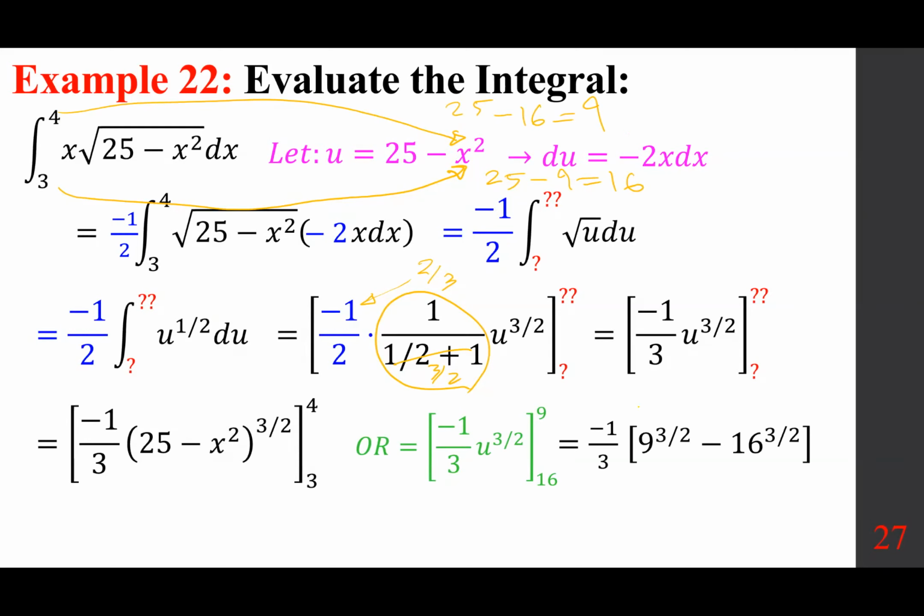I showed you last time, so quickly, this is square root of 9 cubed, 3 cubed, 27. This is square root of 16 cubed, 4 cubed, 64. Their difference is negative 37 times negative 1/3. So this is negative 37, and times negative 1/3 is positive 37/3.